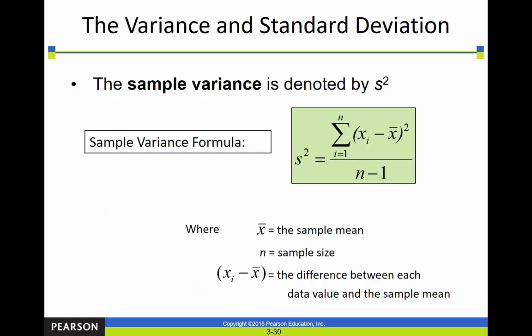All right, so variance and standard deviation. Sample variance is always denoted by s squared. And you see this formula, again, it looks a little scary, but it's not. And once you get into the example problems, you'll see it's not too bad. It's the sum of each value of x minus x bar, or minus the mean of x, and you square that, and then you divide it by n, which is the sample size, minus 1.